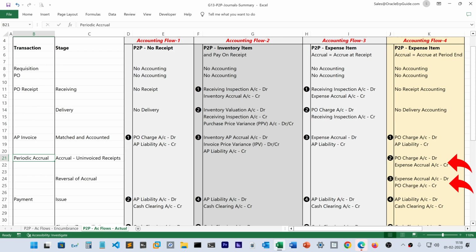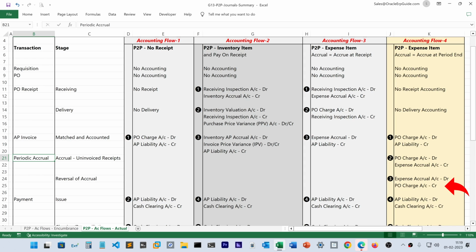The reversal of accrual, now we will see case number 2, when the period end happens before we receive the AP invoice. The same example, we procured something, PO was released, let us say on 5th of January. We received the invoice on 10th of February. And 31st of January is the end of the month. Until then, we have received the item, but we have not invoiced it. So this is an uninvoiced receipt. So these two entries will happen at the end of January: PO charge account debit and expense account credit.